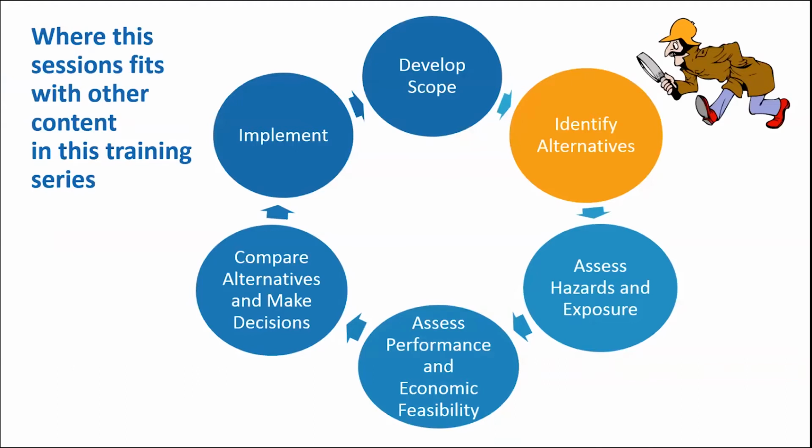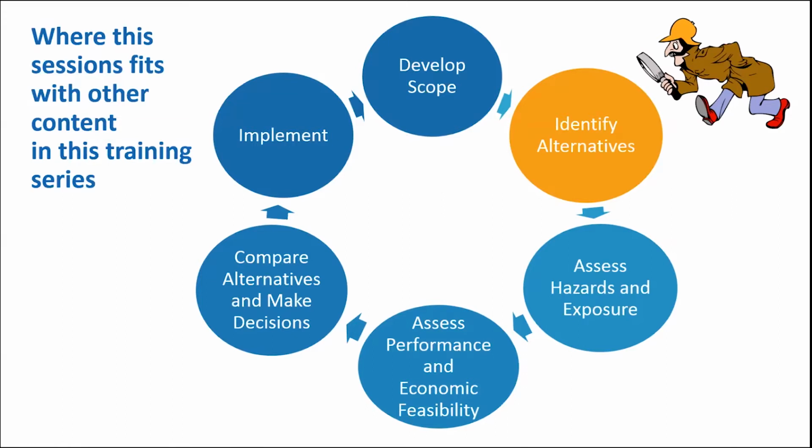In the first session of this training, we looked at the various aspects that should be considered when conducting an assessment of alternatives. These aspects include defining the goal of your efforts, identifying the products and processes involved in the assessment, and understanding the function and purpose of the chemical you are interested in removing.